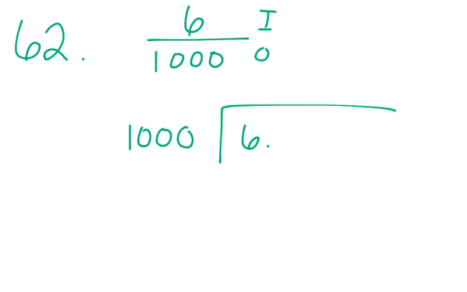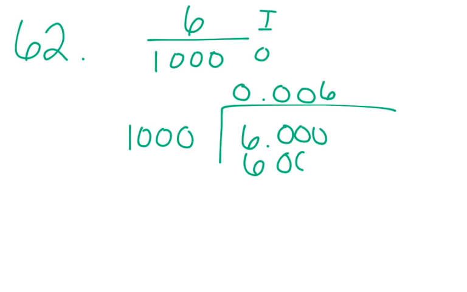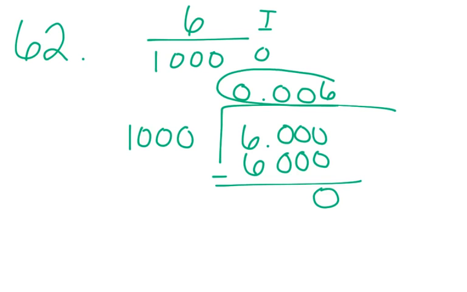Okay, so 1,000 can't go into 6, can't go into 60, can't go into 600. 1,000 can go into 6,000 one time. So your answer is 6 thousandths as a decimal.